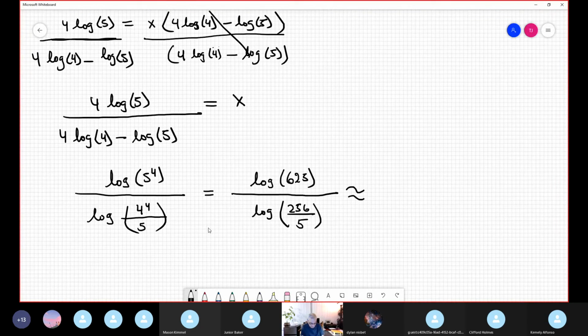We have log 625, close the parentheses, divided by log again, one at the top, one at the bottom, because I condensed it. 256 divided by 5. Press, close the parentheses, don't forget, press Enter. I get the answer. I need help.